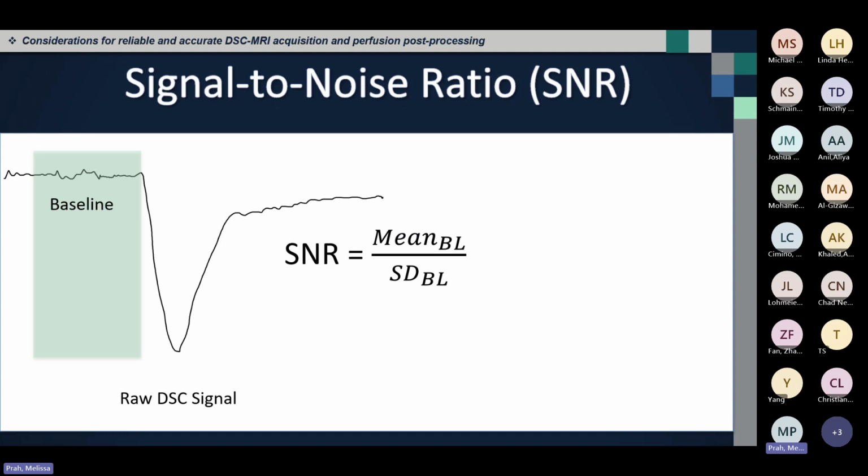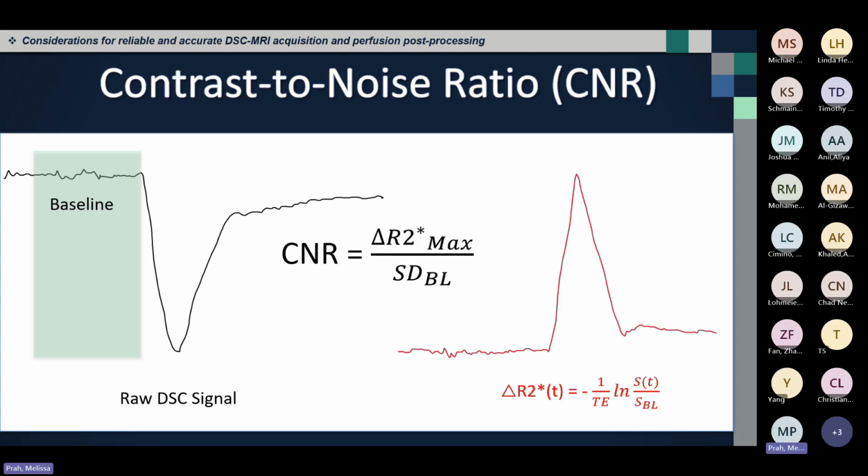The signal to noise ratio is commonly used to characterize the quality of the DSC signal quantitatively. And it's simply the mean of this signal divided by the standard deviation. Another way to quantitatively characterize the DSC signal quality is by using the contrast to noise ratio, which incorporates both this baseline signal and the delta R2 star post-bolus signal profile. Simply, the contrast to noise ratio is calculated as the maximum value divided by the standard deviation of the baseline signal.